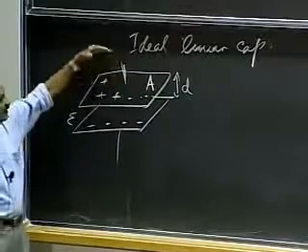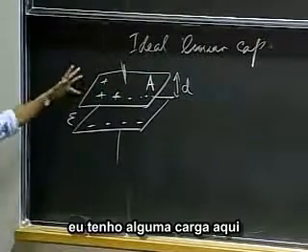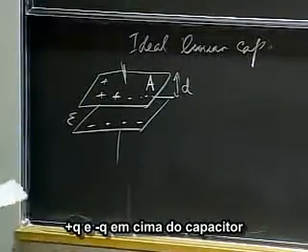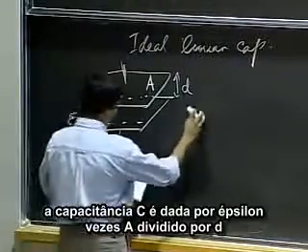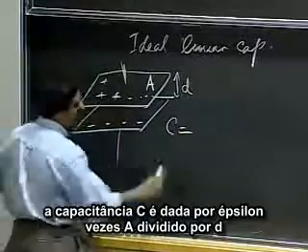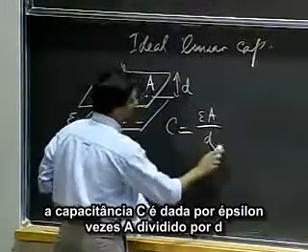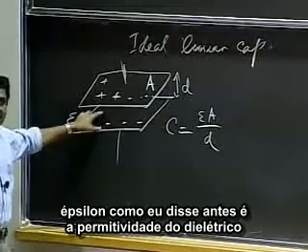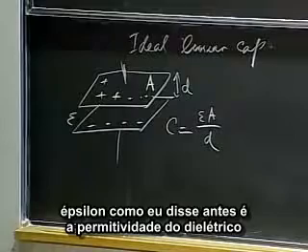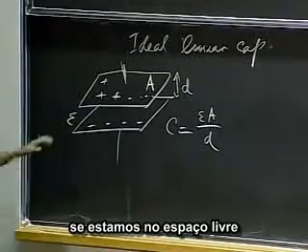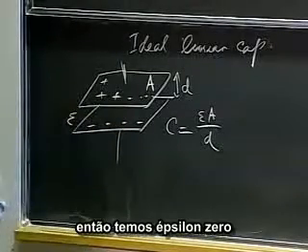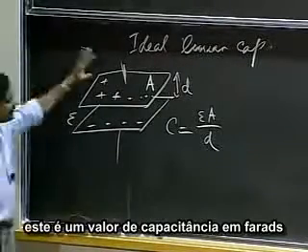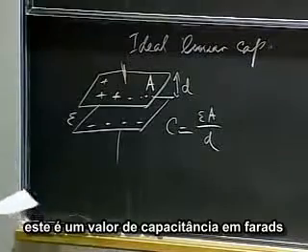Okay, I get some charge here, let's say Q, so Q and minus Q on the capacitor. And the capacitance C is given by epsilon A divided by D, where epsilon, as I said, is the permittivity of the dielectric. If it's free space, then it would be epsilon 0, which is the permittivity of free space. So that's the capacitance in farads.